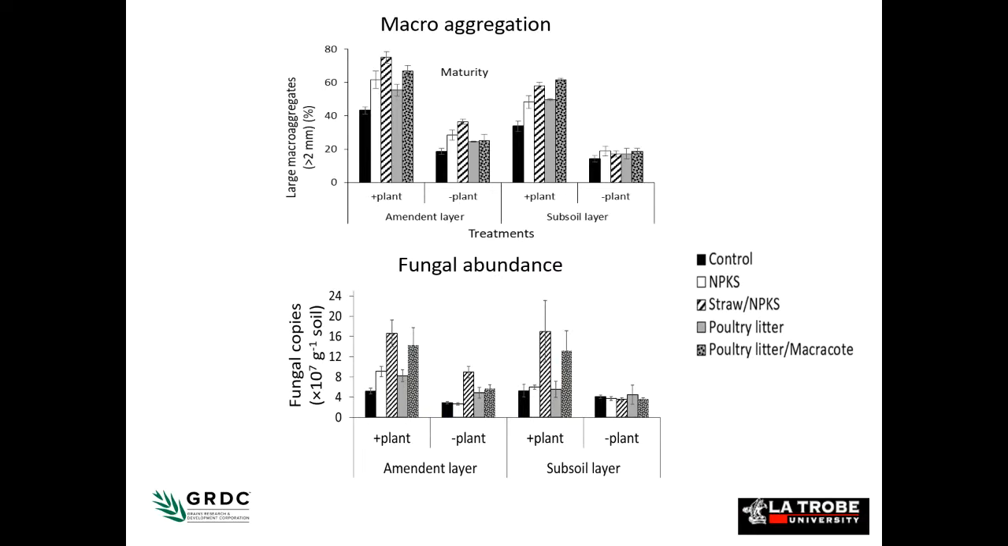And what they have here on the y-axis, as you can see, is the number of large macroaggregates. So an increasing number means improvement in soil structure. What this data basically showed, and the two things I want you to take away from here, is that the best soil aggregation occurred where you had both organic matter and nutrients, or a nutrient-enriched organic matter source, where the amendment was added, but even more so in the subsoil layer.